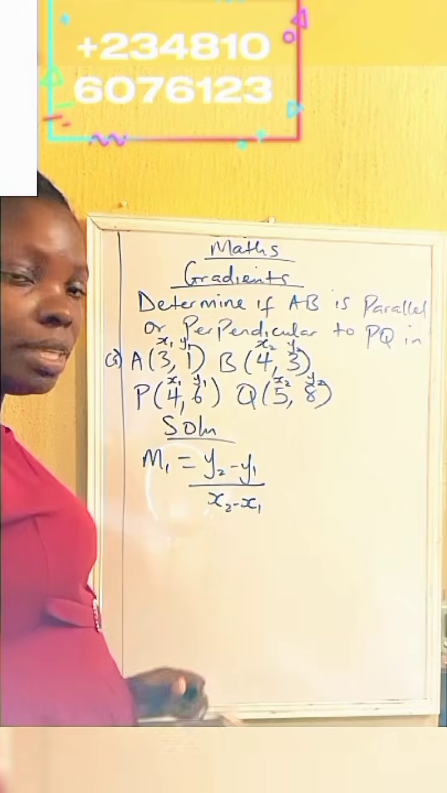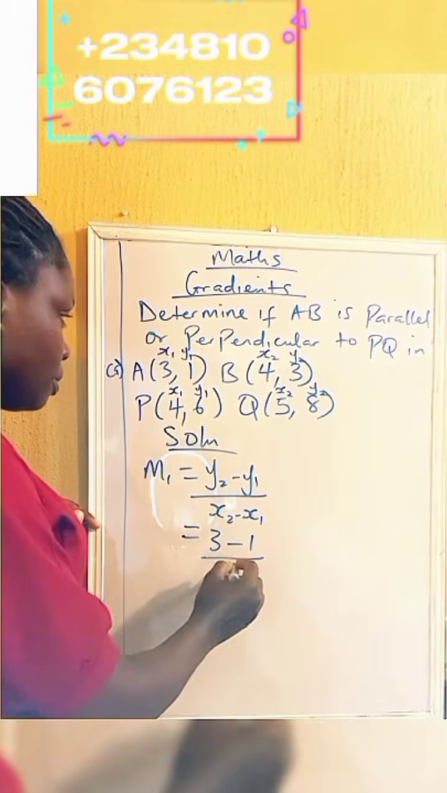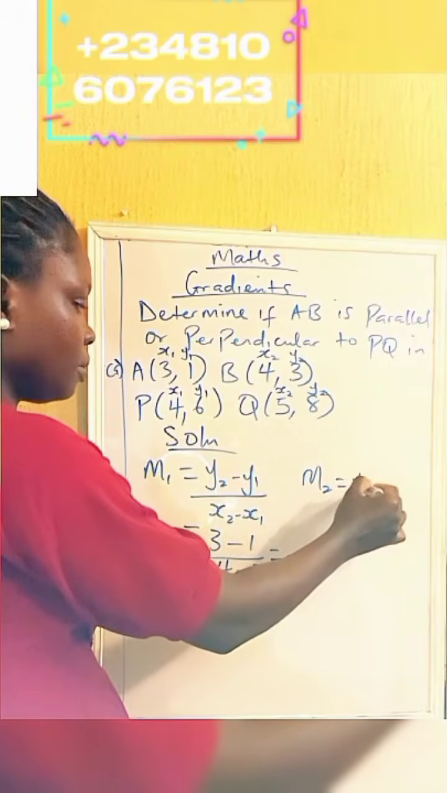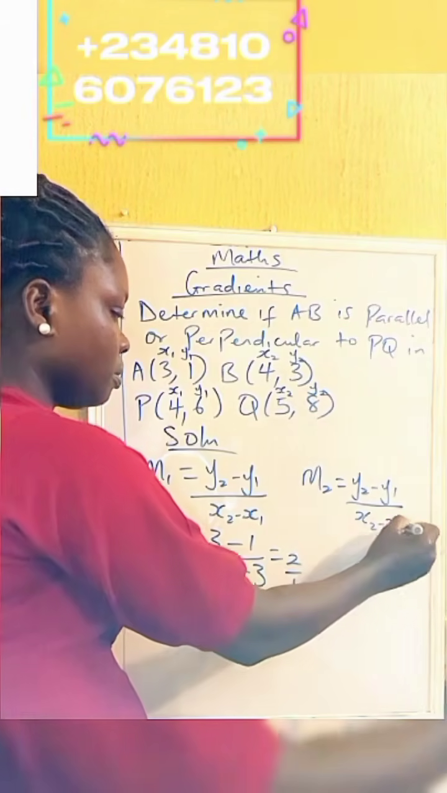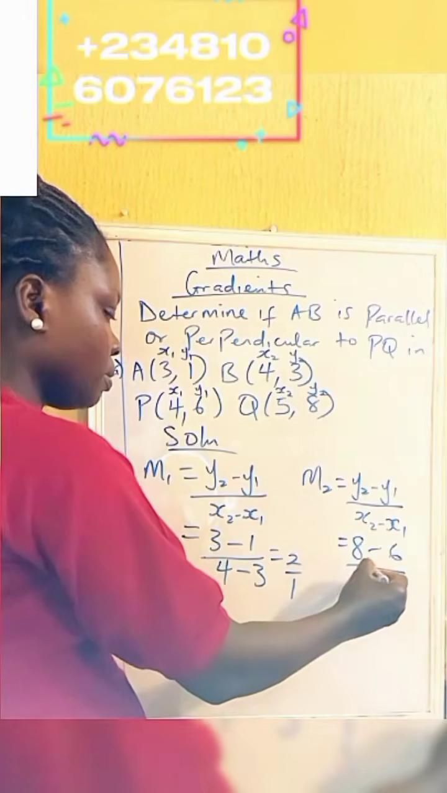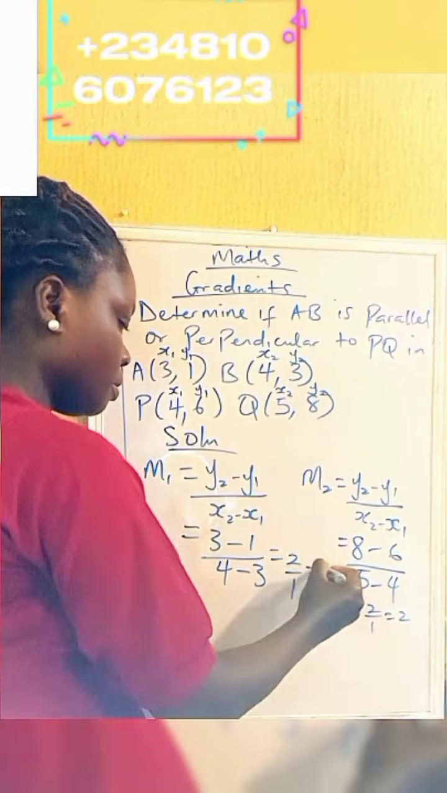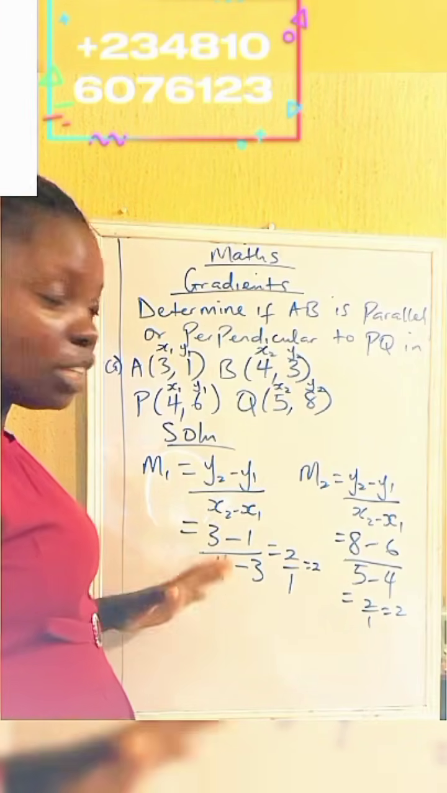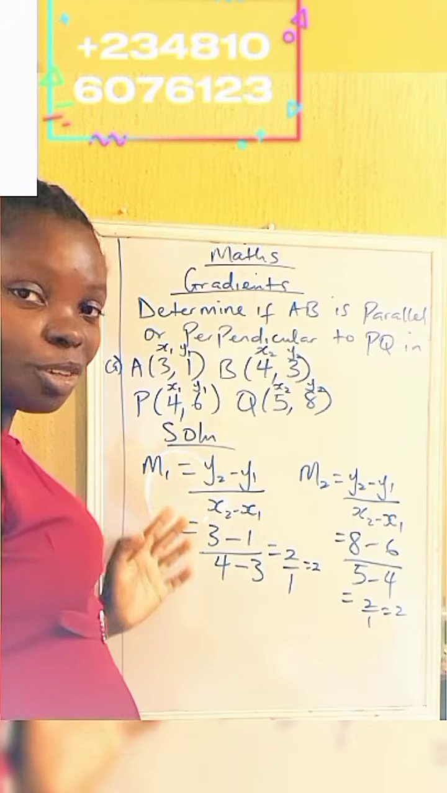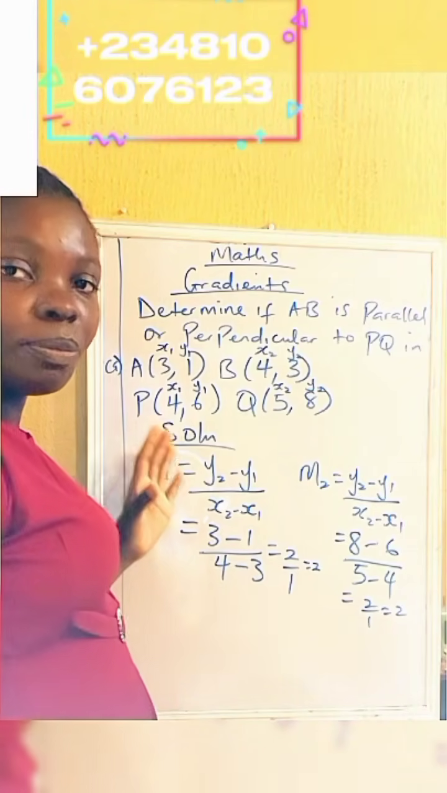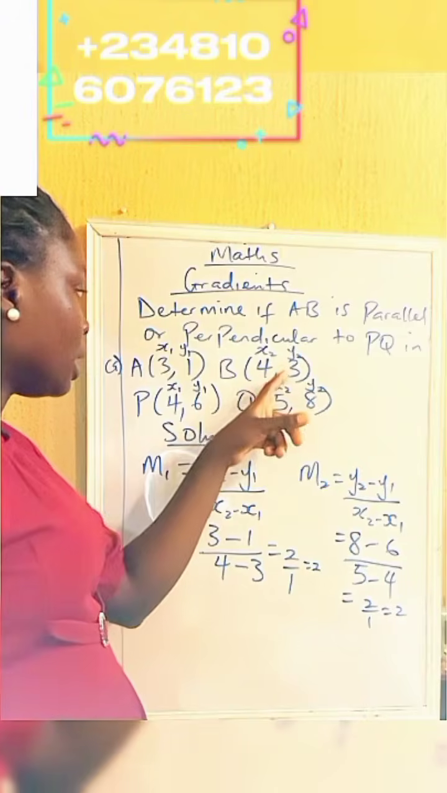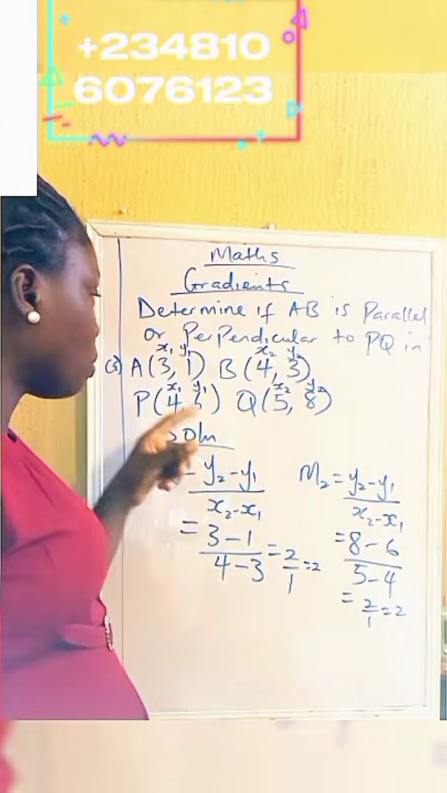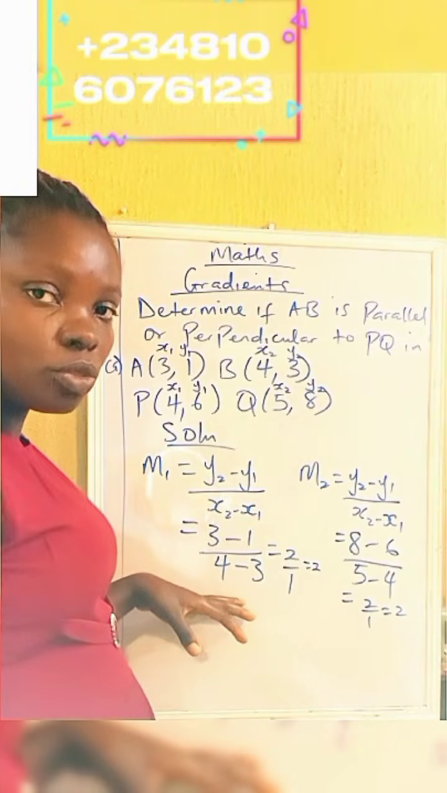So for line AB, I got my first gradient to be 2. If you follow through the way I solved it, I have labeled all the points. So y2 minus y1, I identified it to be 3 minus 1, divided by x2 minus x1, 4 minus 3. And I got my answer to be 2 for M1.